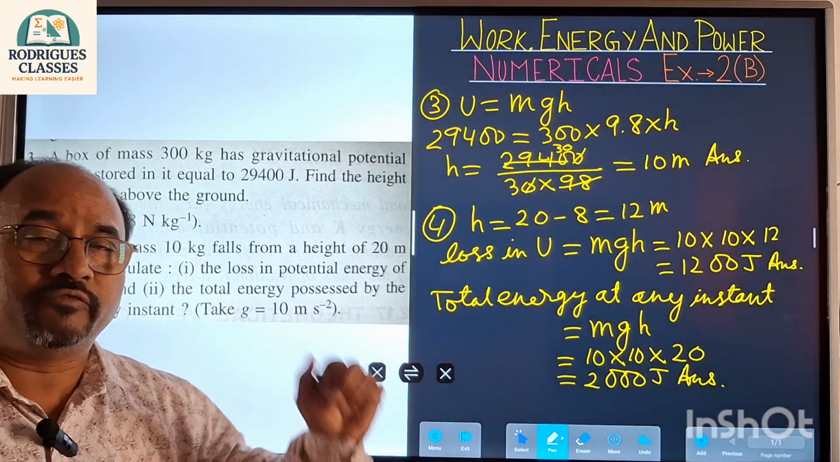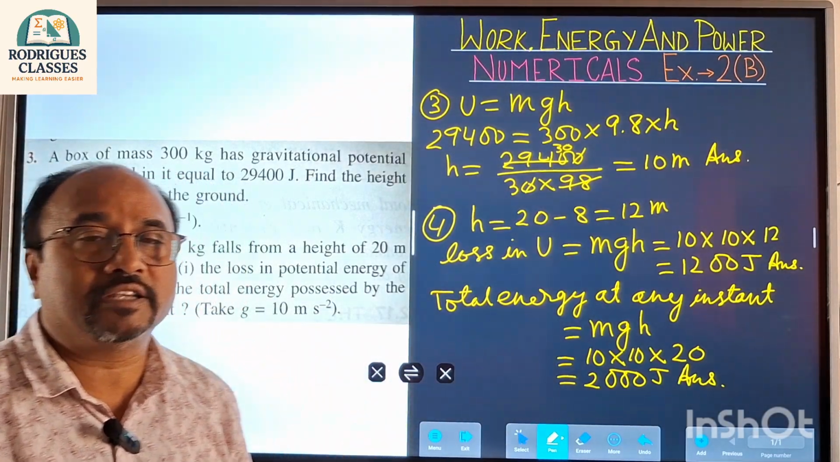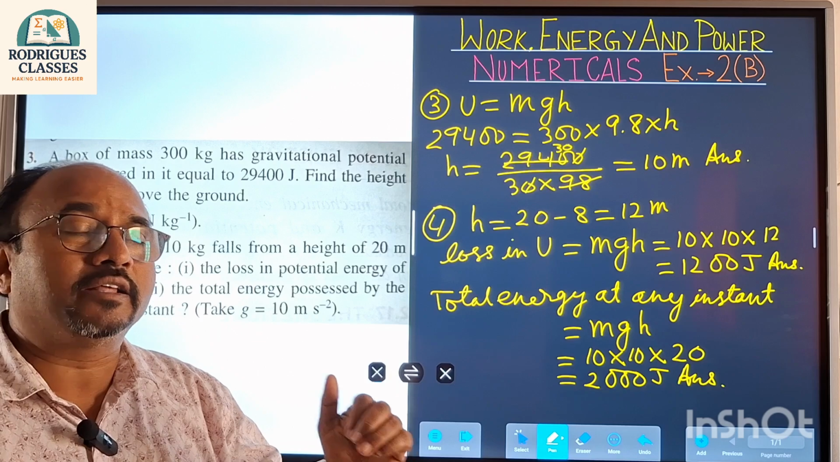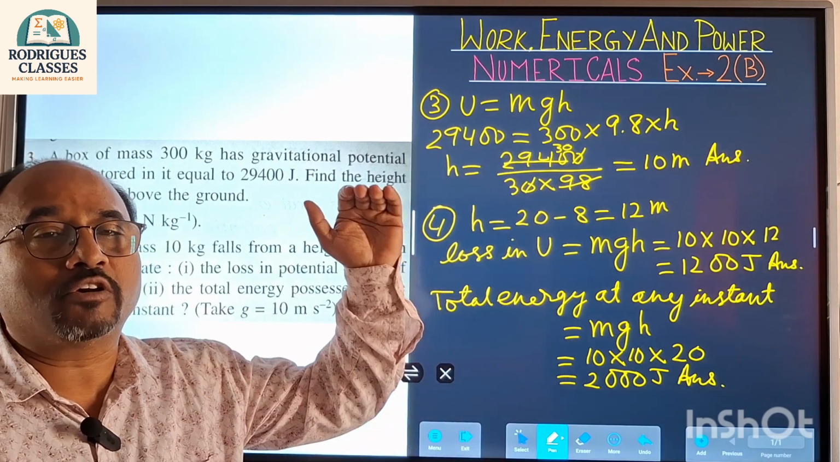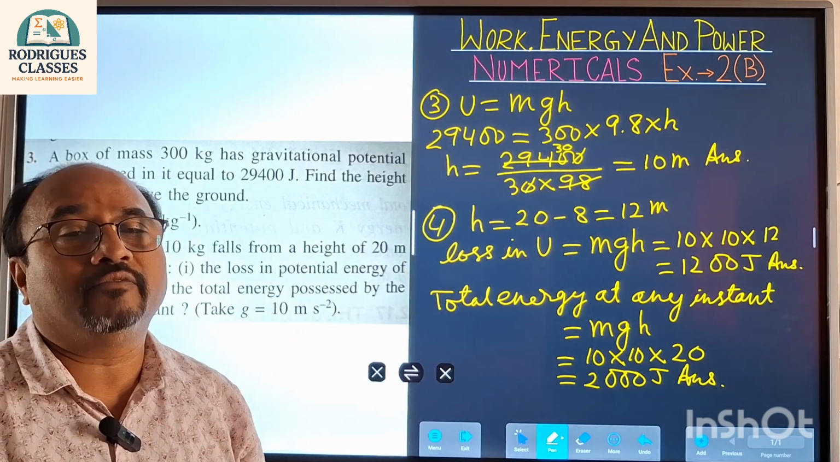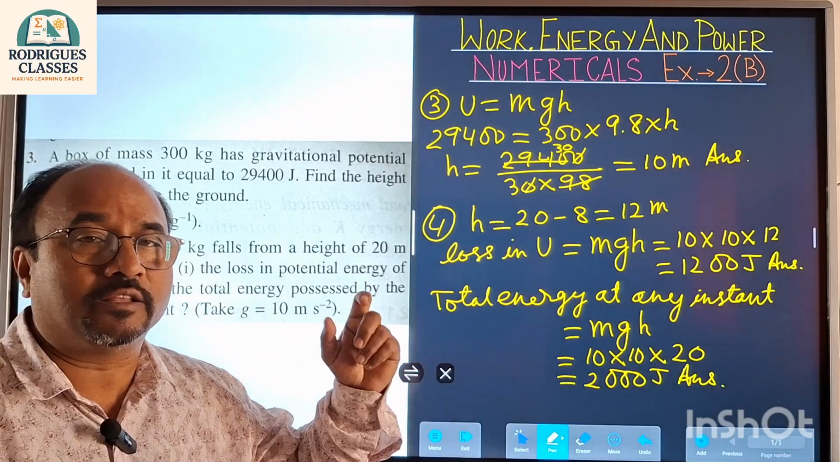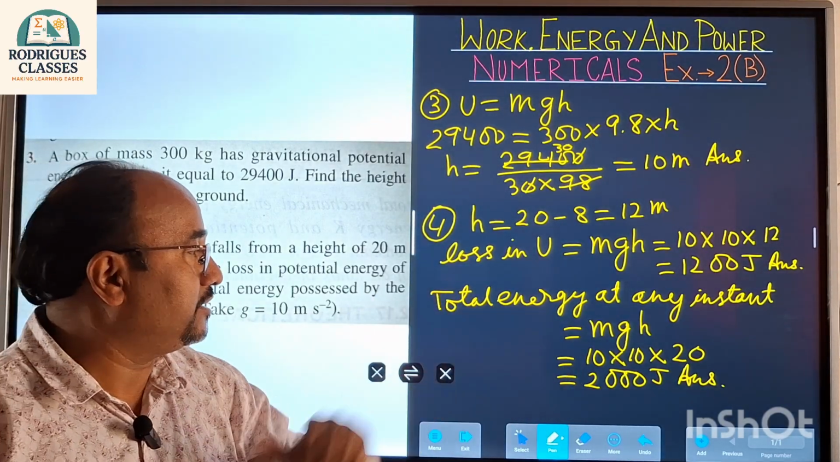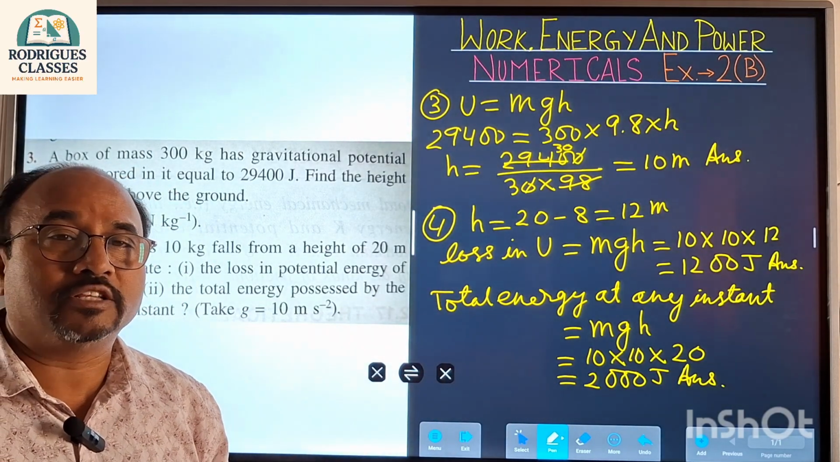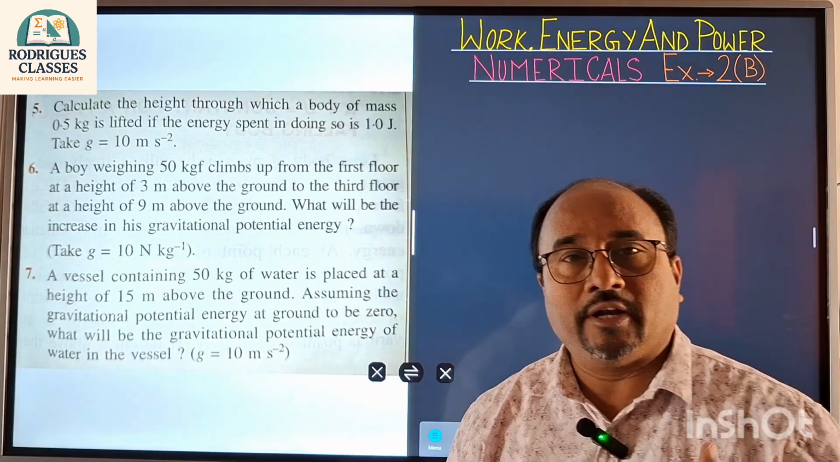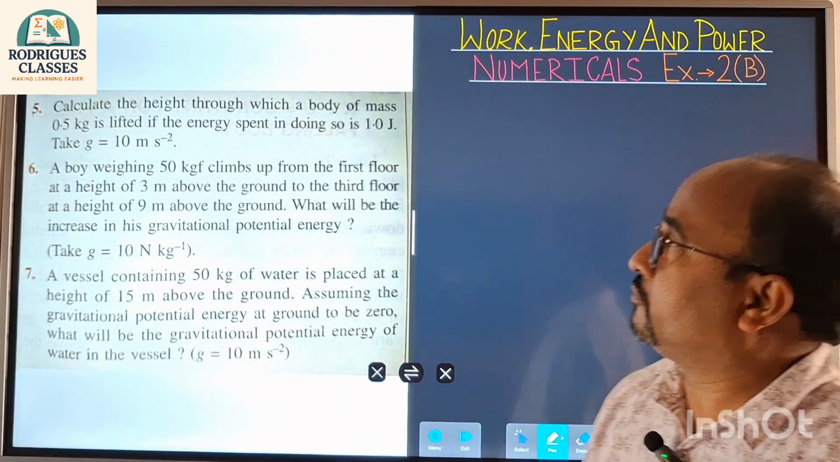So do remember, whenever you are asked to find total energy at any instant, you can find the energy at any particular place, but because at the top only the involvement of potential energy is there, the body is not moving, so you can easily find it by using potential energy. Now let us proceed further to numerical 5.